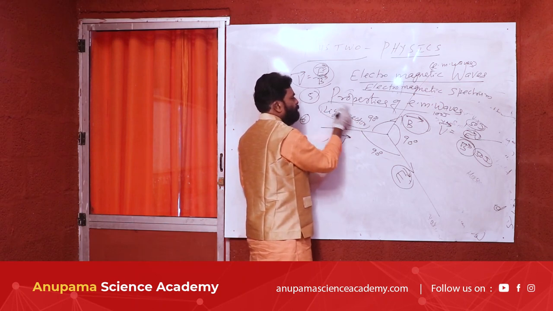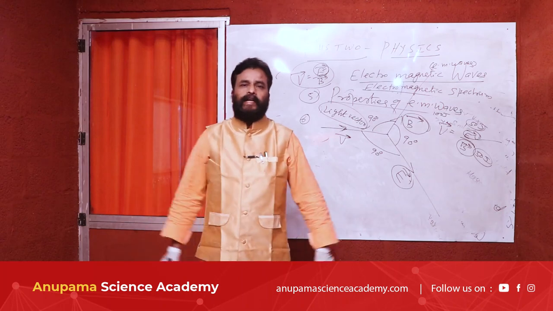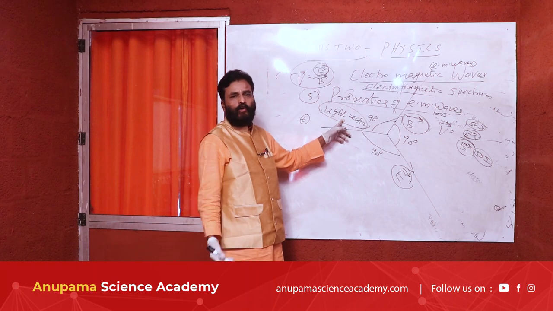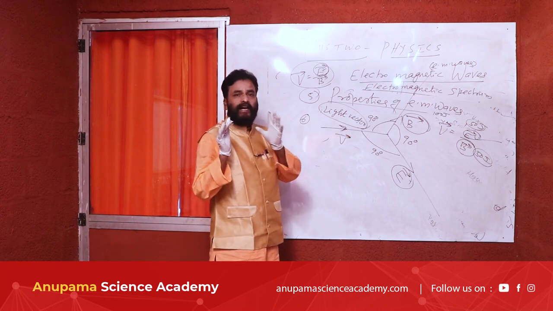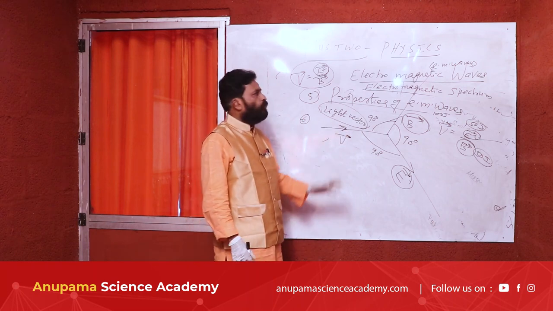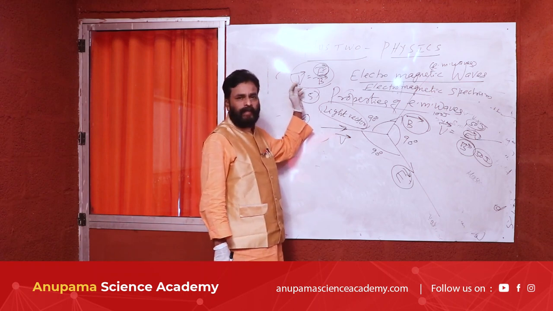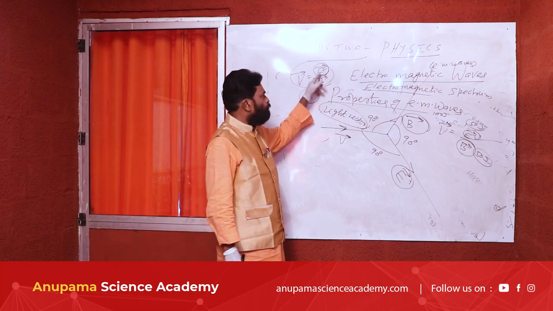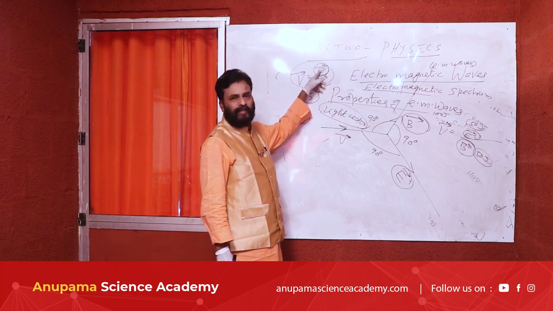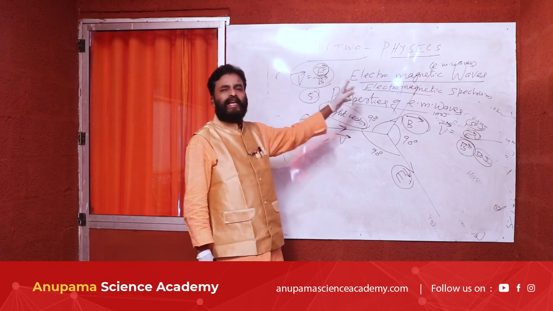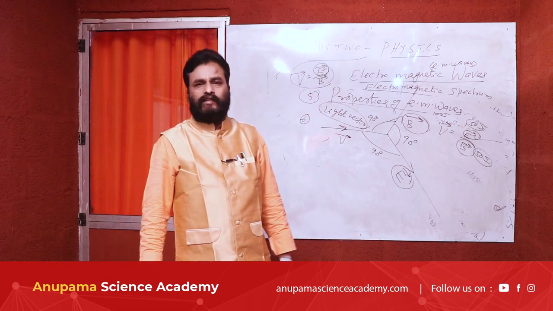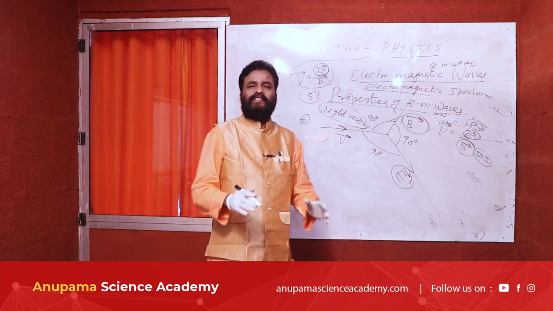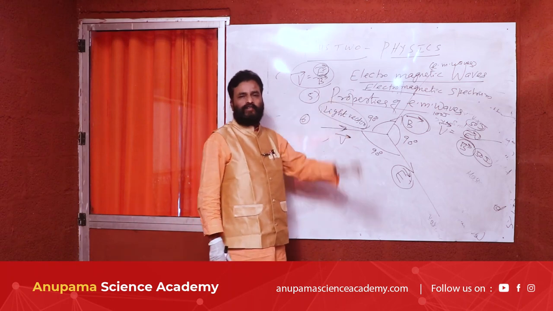Light vector. In light, it is the electric field that is the reason for vision. So the optical property, that is vision, in electromagnetic wave is because of vector E, electric field. So the electric field in EM wave is known as light vector. Light vector, electric field strength, electric field intensity in light is light vector.